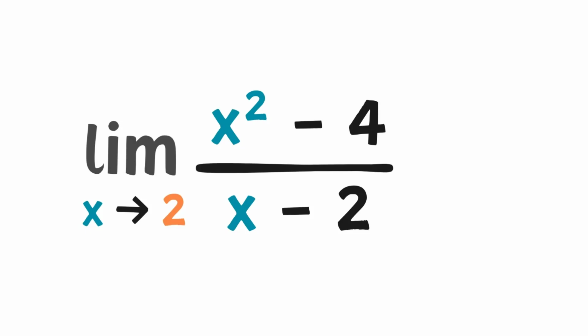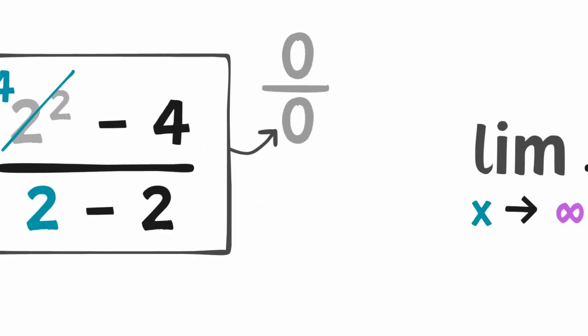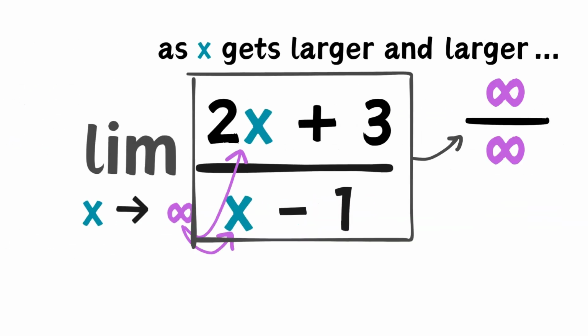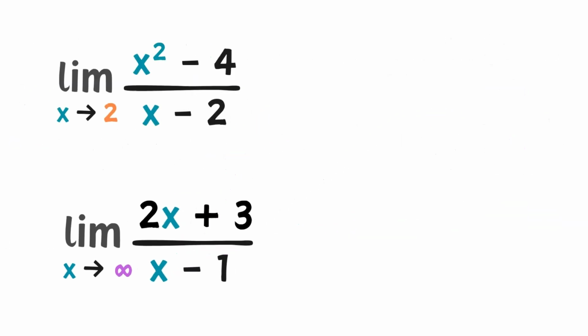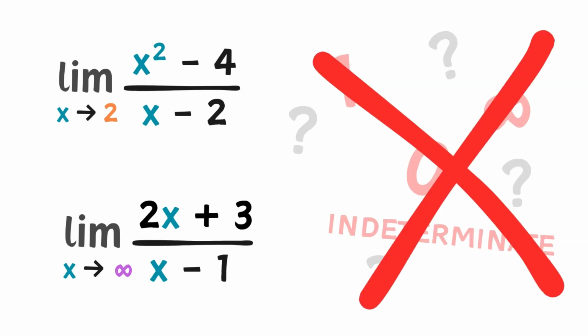Let's say you are trying to evaluate a limit, but as you directly substitute, you get 0 over 0. You try another limit and you get infinity over infinity. So what is the solution to these limits? Is it 1, 0, is it unbounded, or maybe the limit just doesn't exist or is indeterminate? The answer? None of the above.